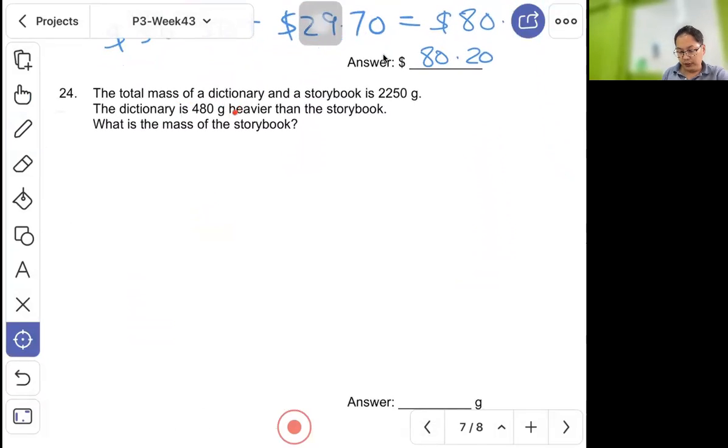Question 24. So the total mass of the dictionary and storybook is 2,550 grams. So the dictionary is 580 grams heavier than the storybook. What is the mass of the storybook?